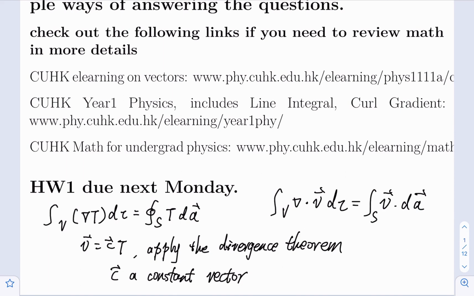Now to relate the two, we can replace v by a constant vector times t, and if you apply the product rule, you will get back what you need to prove here on the left.